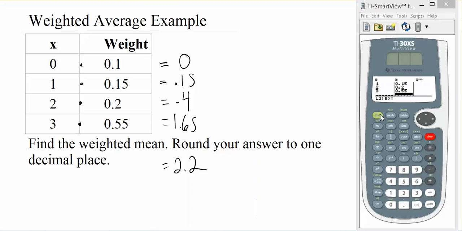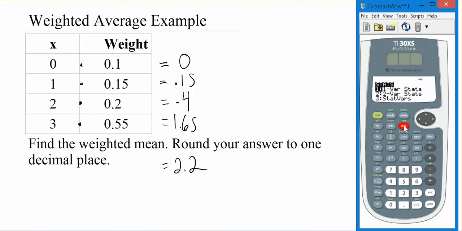So now we're going to go to the stat menu, which is second and then data. Now we only have one variable here, which is the x. So we're going to go to one variable statistics, but we're going to come down to what's called the frequency. You're going to arrow over to your list 2, so that our second column is our frequency, or what the weight was for each of these, and make sure you're highlighted on L2 and then go down to calc. And the X bar here is going to be the mean or the average. And so we're getting 2.2, which is what we calculated by hand as well.